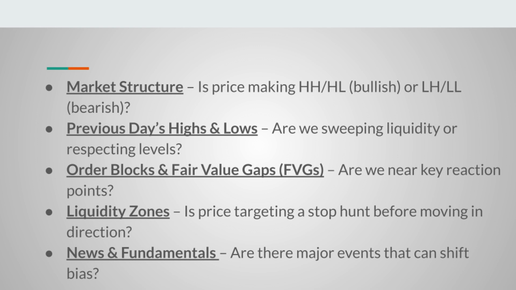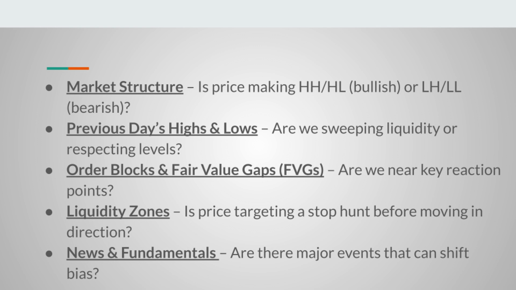Step number 3, order blocks and fair value gaps. If price is near a strong order block or fair value gap, bias may react from it. Order blocks are near key reaction points, so you gotta be careful. If you want me to talk more about order blocks and fair value gaps, comment down below.